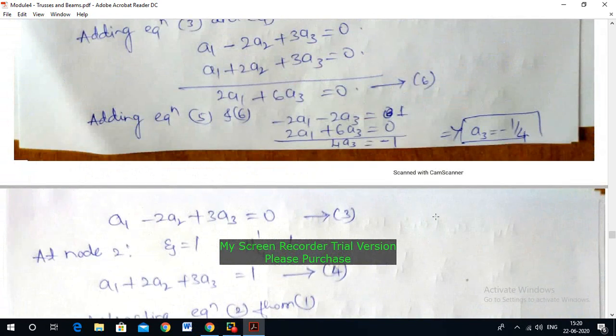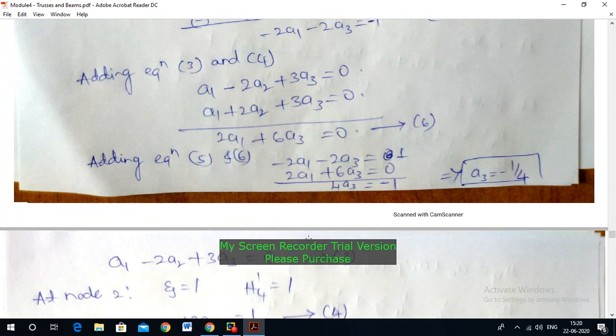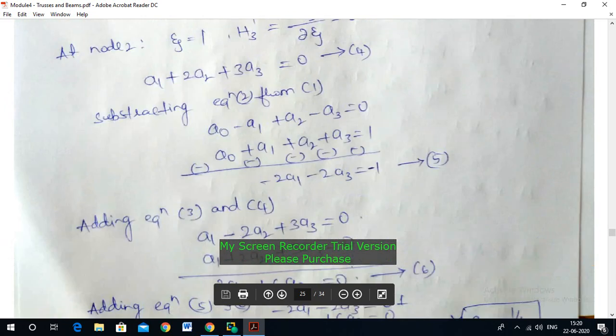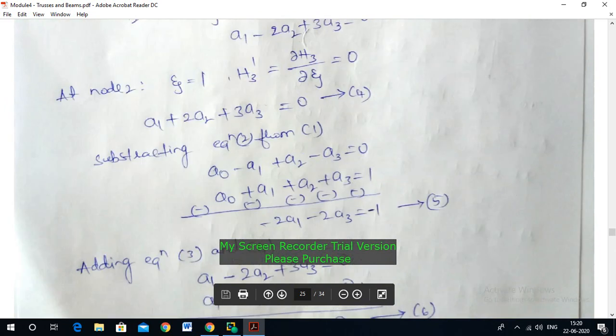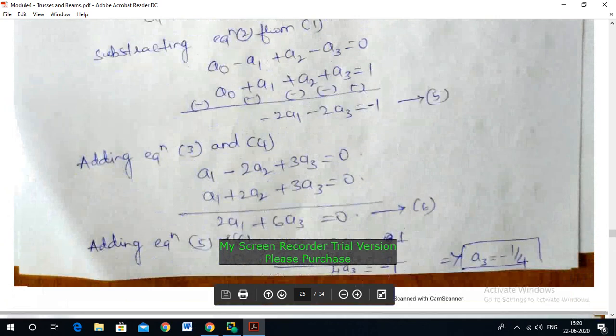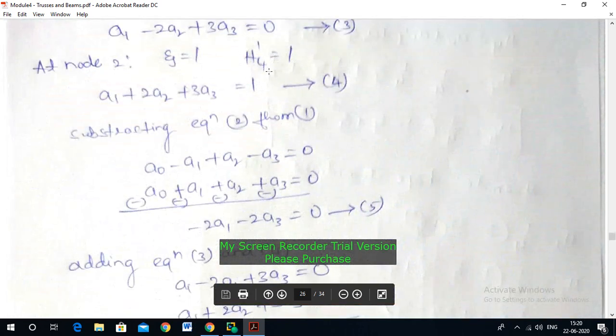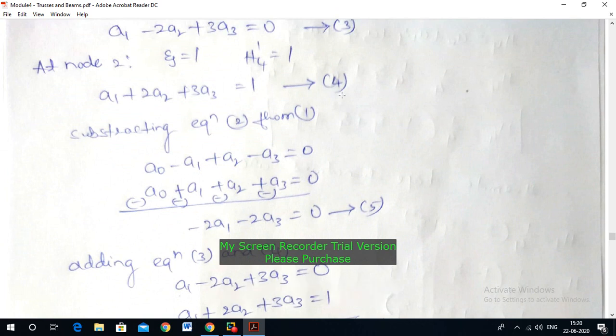Next, A3 is equal to minus 1 by 4, therefore A1 minus 2A2 plus 3A3 equal to 0. I call it equation number 3. And next, at node 2, if zeta is equal to 1, H4 dash is equal to 1. Therefore, A1 plus 2A2 plus 3A3 equal to 1. I call it equation number 4.